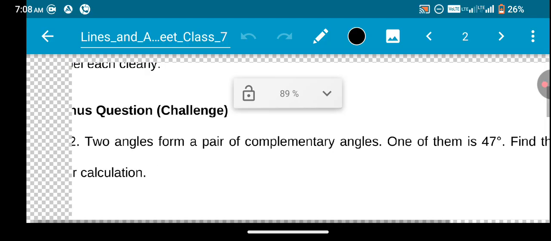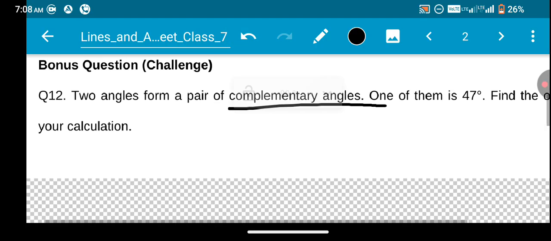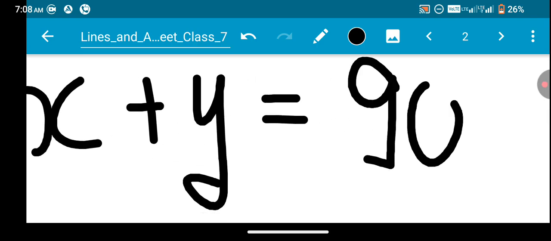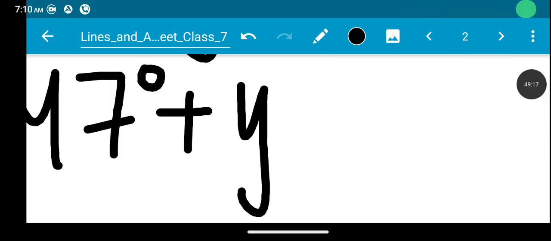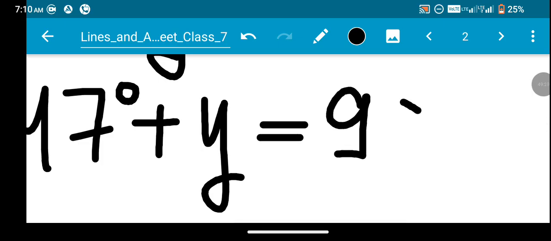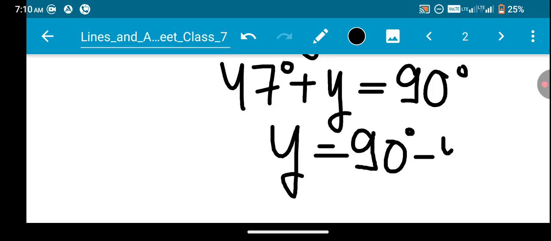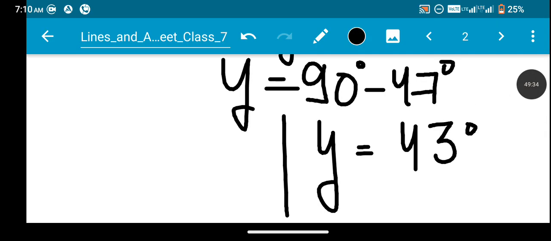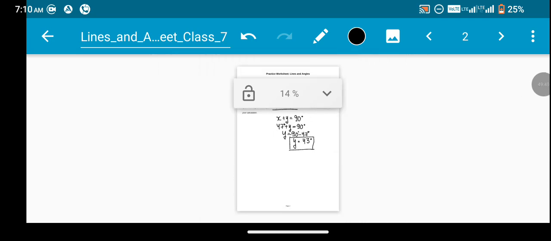Now, again, complementary angles are there, whose sum is 90 degrees. One of them is 47 degrees. X plus y is equal to 90 degrees. X is 47 degrees. 47 degrees plus y will be equal to 90 degrees. Y will be equal to 90 minus 47 degrees. Y will be equal to 43 degrees. Okay, this is a challenging question for class 7, hence it's not a challenging one.